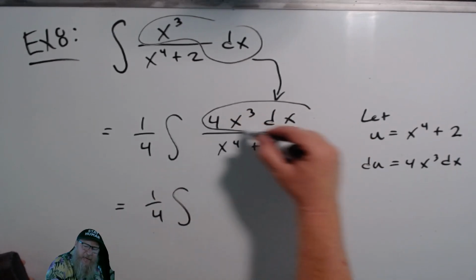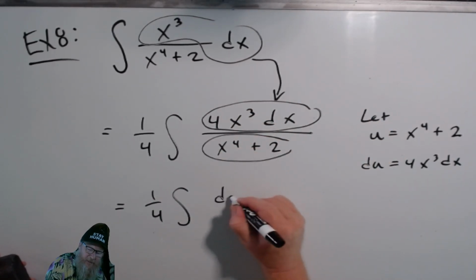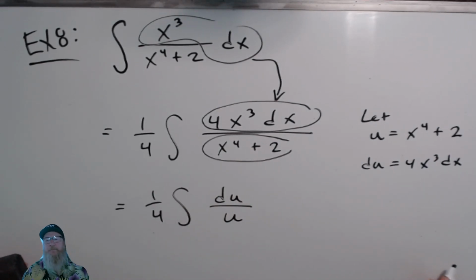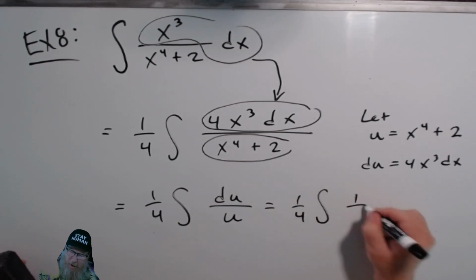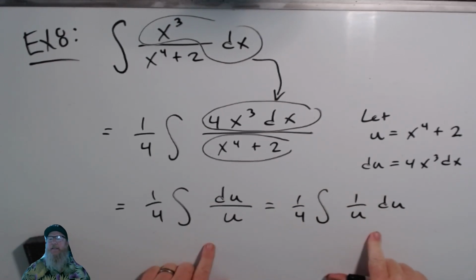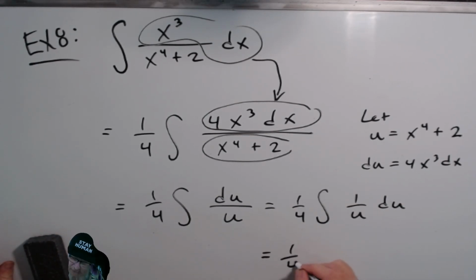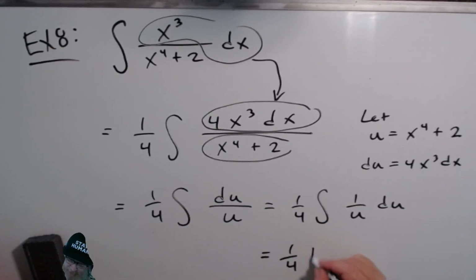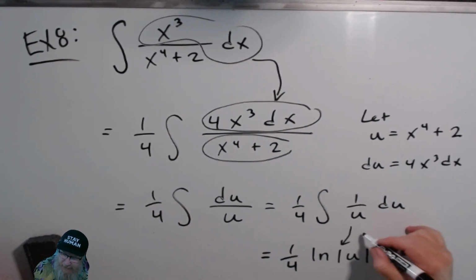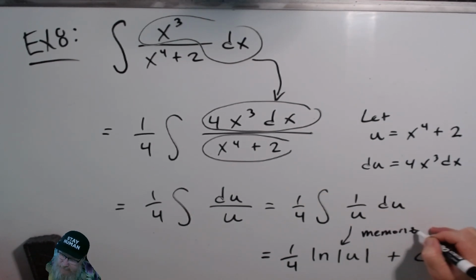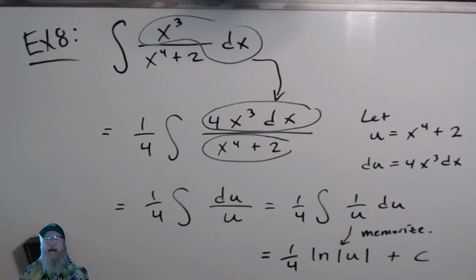And then there's my du, and there's my u, so this becomes du over u, or 1 over u du. These mean the same thing. And then you have to look back at your special integral table, or special antiderivative table, or list. It requires that you memorize this. At least I ask you to memorize it. I don't have any way of enforcing that you memorize it.